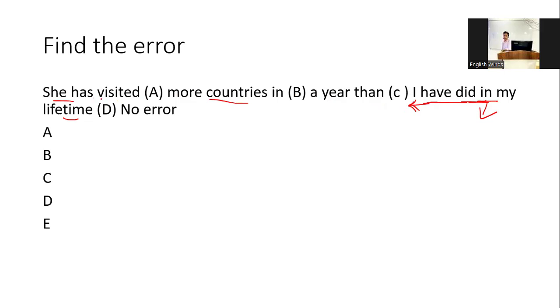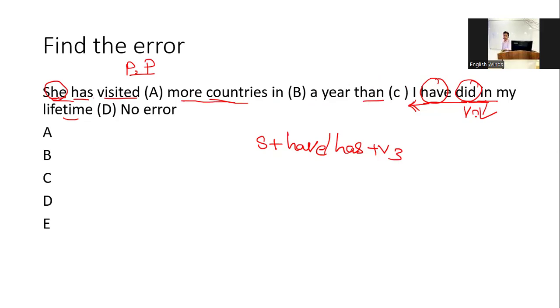So let's read. She has visited more countries. This comes under present perfect, to be precise, and present perfect follows the rule: subject plus have or has plus v3. As the subject is he or she, we have to use has followed by v3. Visited more countries in a year than, as we are comparing, then I have. So what is the error here? Did. Because did is v2, but we require v3 here. Then I have done. The answer has to be I have done.